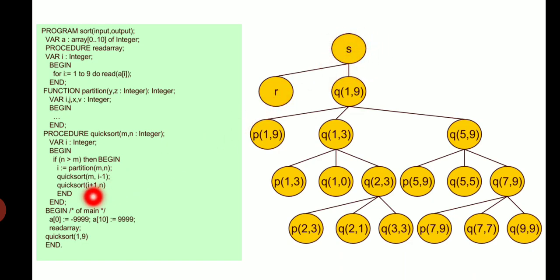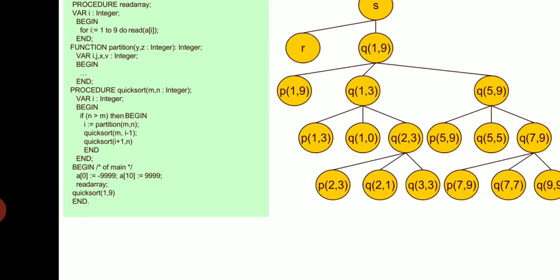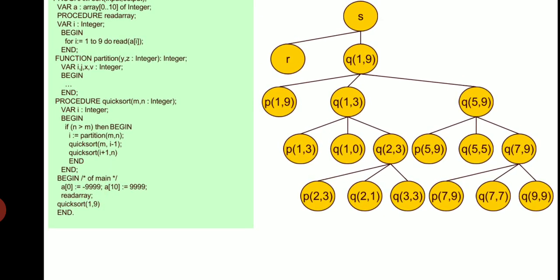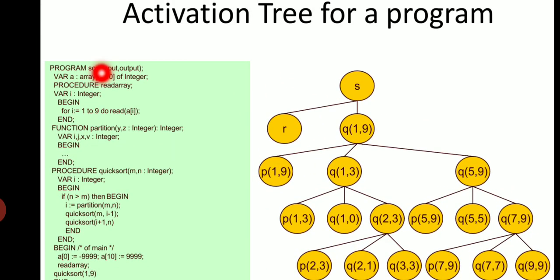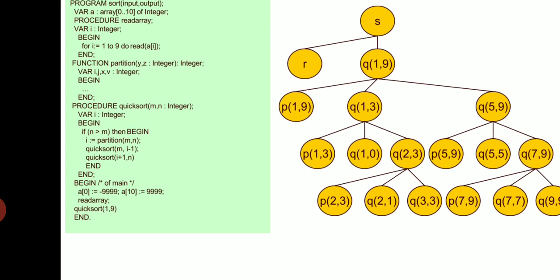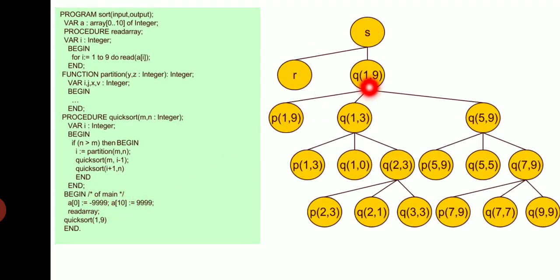Then it will be invoking the read array, because inside the main the first procedure invocation is the read array. So that R corresponds to the activation of the read array. Then it will go to the read array, execute and come back, and it will invoke the quicksort of 1, 9. That is shown here. Q of 1, 9 is the activation corresponding to that. Then when it goes into the quicksort procedure, the first procedure inside it is partition, so it will be invoking the activation for partition. After that it will again be invoking quicksort, so it will be the activation for that quicksort.